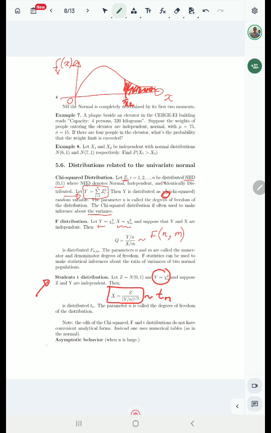Now let's look at the asymptotic behavior. Asymptotic behavior means when n is large. One more word of caution: chi-square, F, and t don't have convenient analytical forms for their cumulative distribution functions, but that is not a problem. We have tables, right? If CDFs are not easy to work with, then we use tables, which give us the value of the CDF, or you can say the area under the corresponding curve.